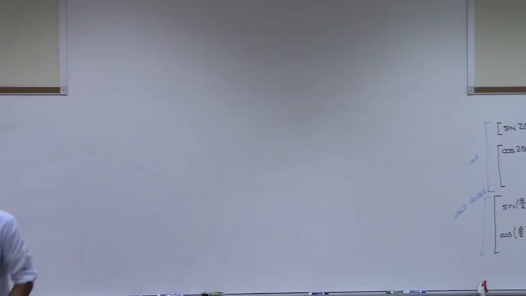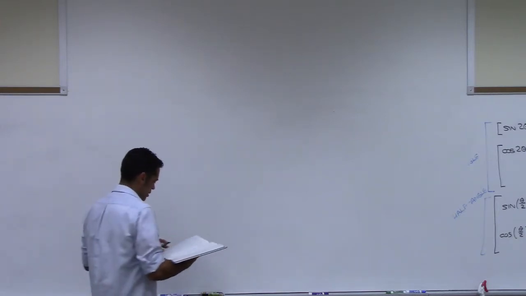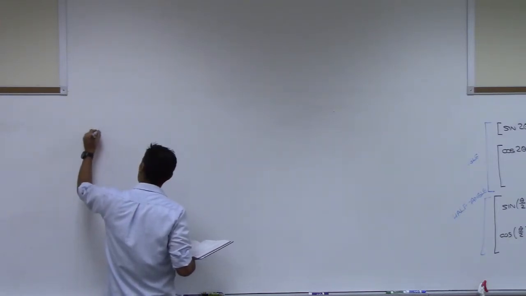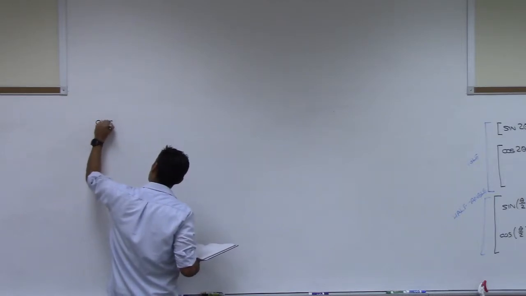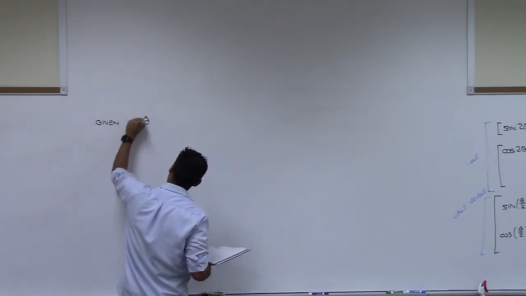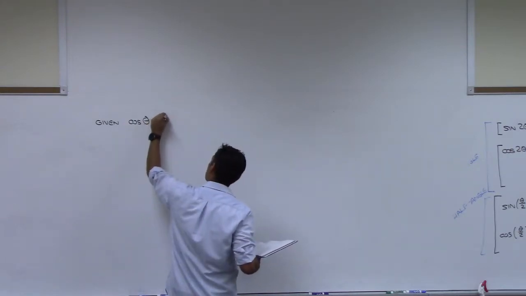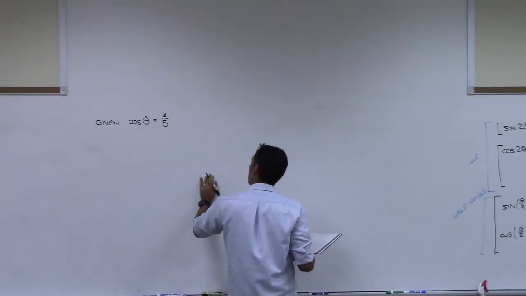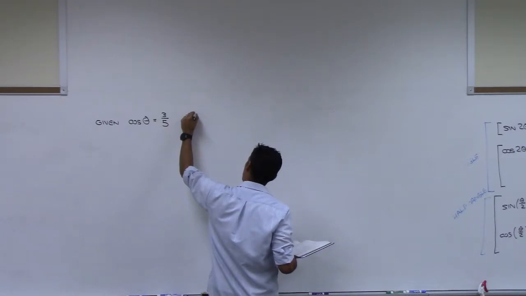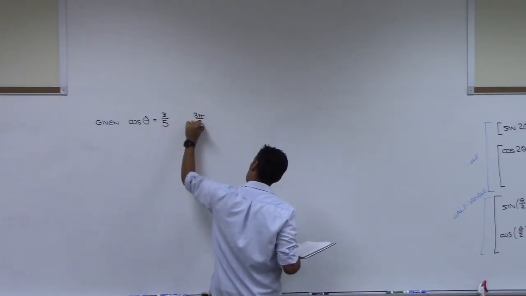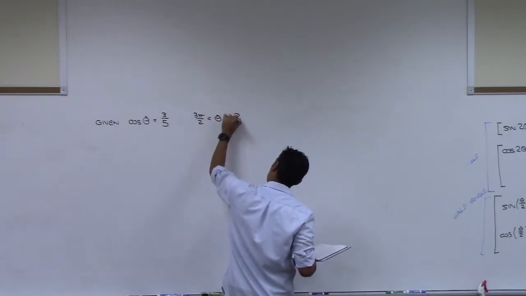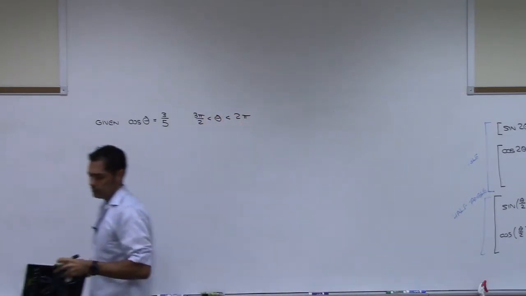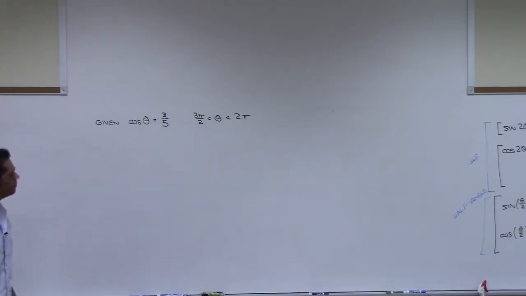So what I'd like to do is take a look at, I'm just going to pull a problem from the book here that's not in your homework. This is number 10. It says, given here, that cosine of theta is equal to 3/5. And I'm going to change the problem a little bit. 3 pi over 2 is less than theta is less than 2 pi. Okay, that's given to you.